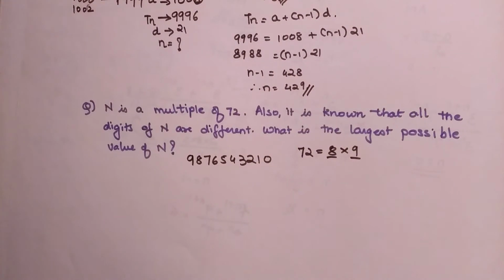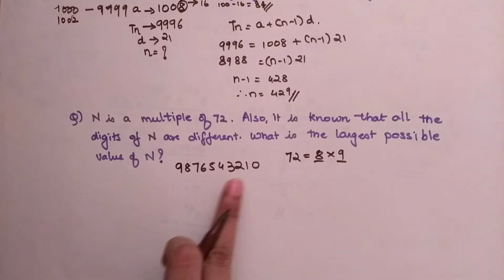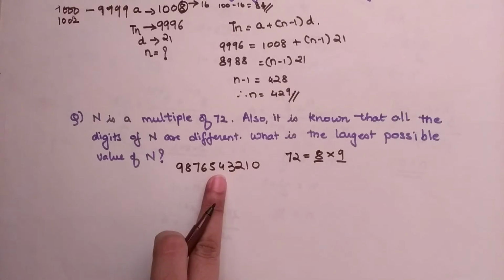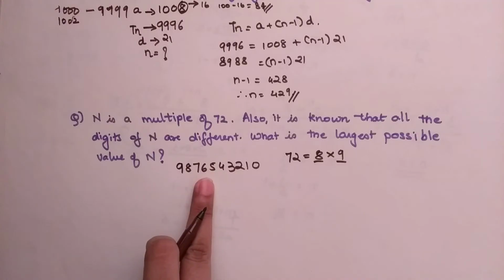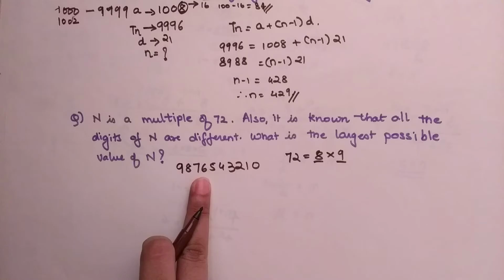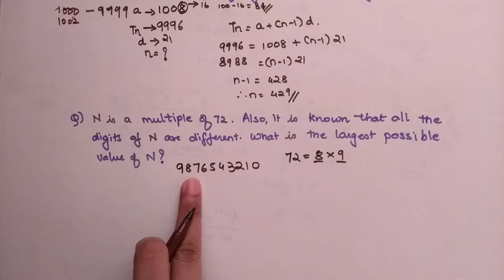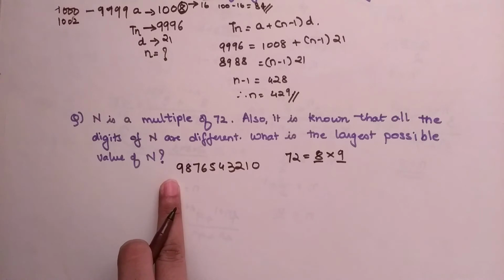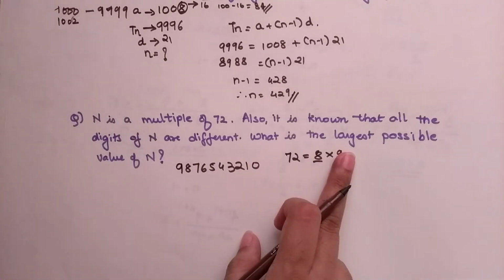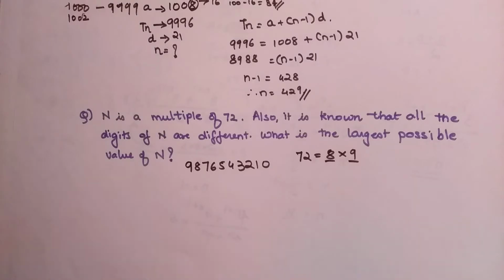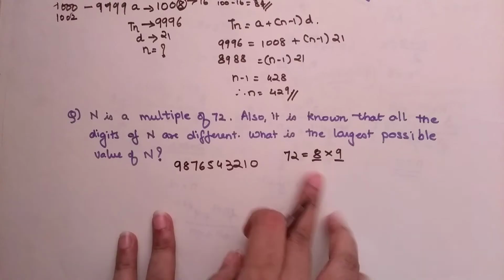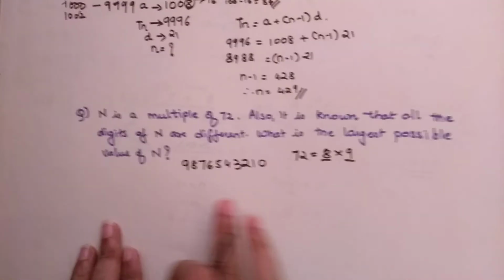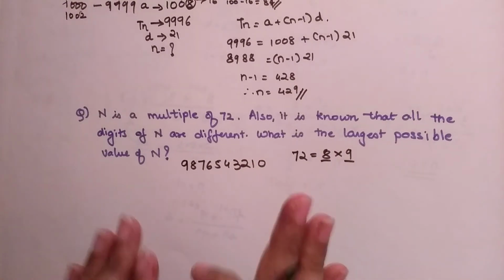Okay, now first let's check for 9. So you get 0 plus 1, that is 1, 1 plus 2 is 3, 3 plus 3 is 6, 6 plus 4 is 10, 10 plus 5 is 15, 15 plus 6 is 21, 21 plus 7 is 28, 28 plus 8 is 36, 36 plus 9 is 45, and definitely 45 is divisible by 9. So that is not an issue for us. Okay, now let's check the divisibility test of 8. Now the divisibility test of 8 says that the last 3 digits have to be divisible by 8.